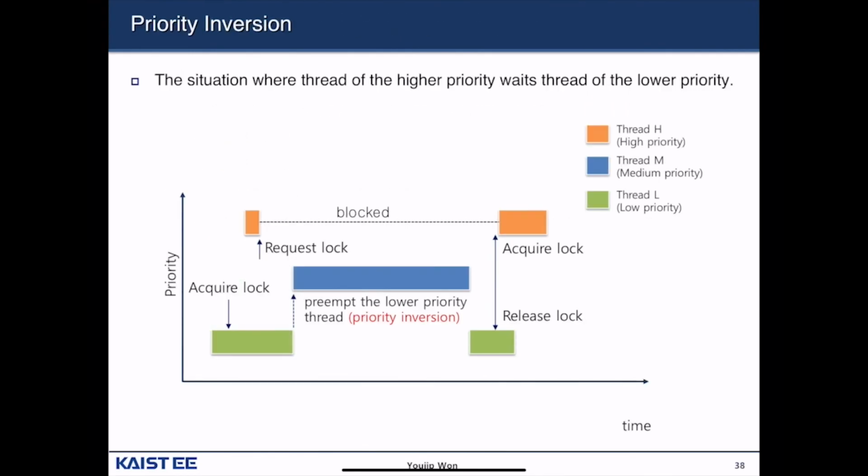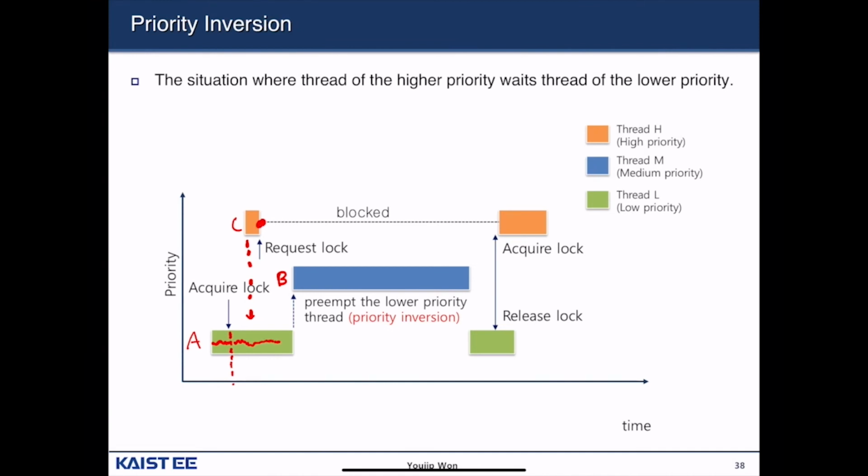There are important issues you have to consider. First one is priority inversion. Priority inversion is when a higher priority process is waiting for a process of lower priority. Consider this situation. There are three threads, A, B, and C. A is executing, and it has acquired a lock at this point. Then it continues executing, and C is asking for a lock, but it is being held by A. So A is executing, and C is blocked from this point.